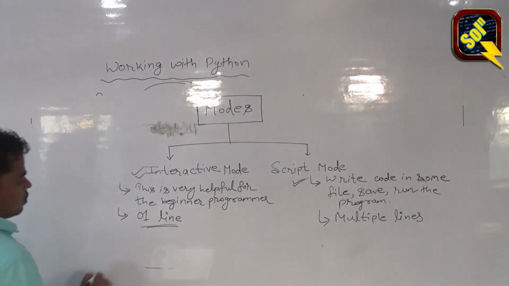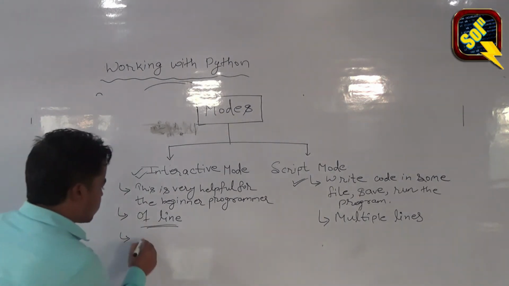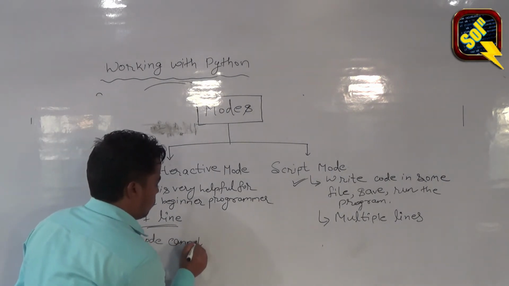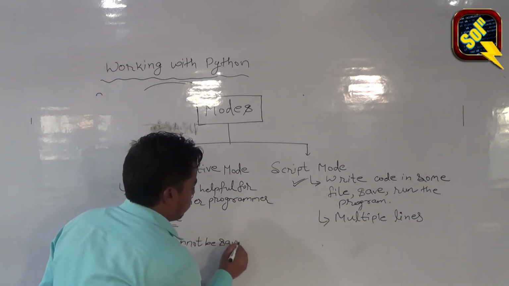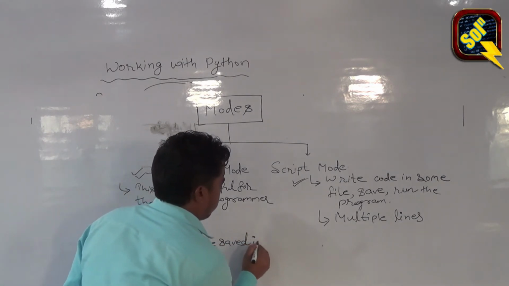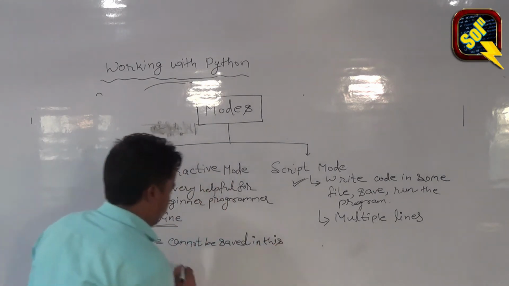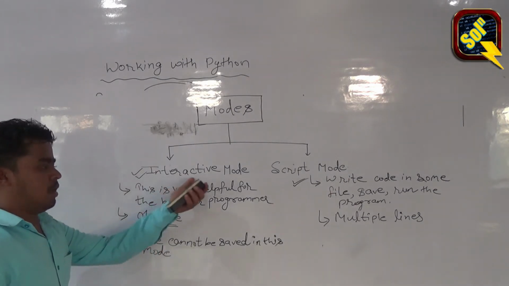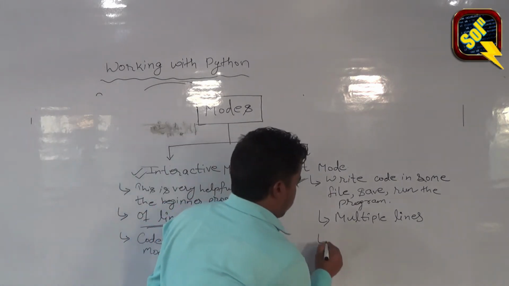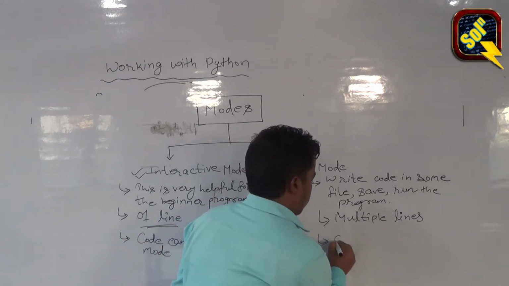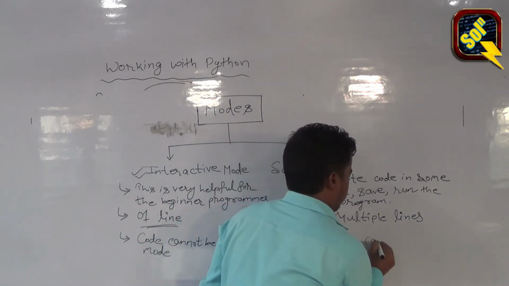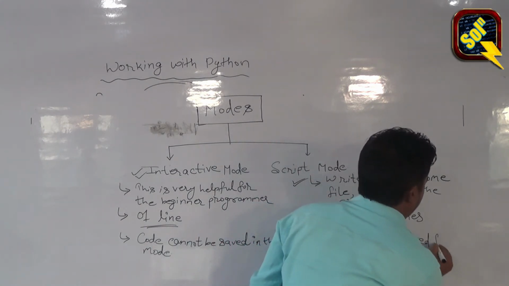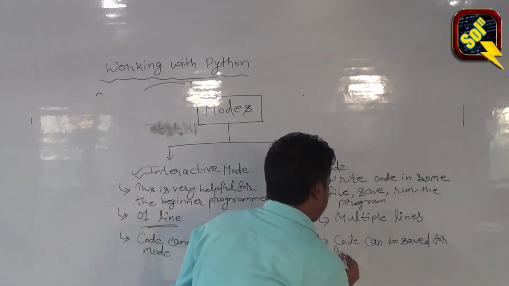Okay, so next difference is, code cannot be saved in this mode. Okay, this mode. This is also a kind of drawback of this interactive mode. Whereas in script mode, what will happen? Code can be saved for future use.